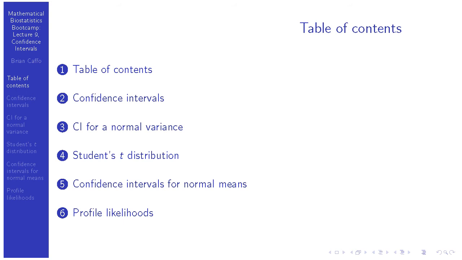In this lecture, we're going to talk about confidence intervals, mostly in the setting where we're going to assume that our data come from a Gaussian distribution. So we'll talk about confidence intervals for variance. We'll talk about Gosset's t-distribution, and we'll use Gosset's t-distribution to create confidence intervals for means. And we'll touch on the subject of profile likelihoods.